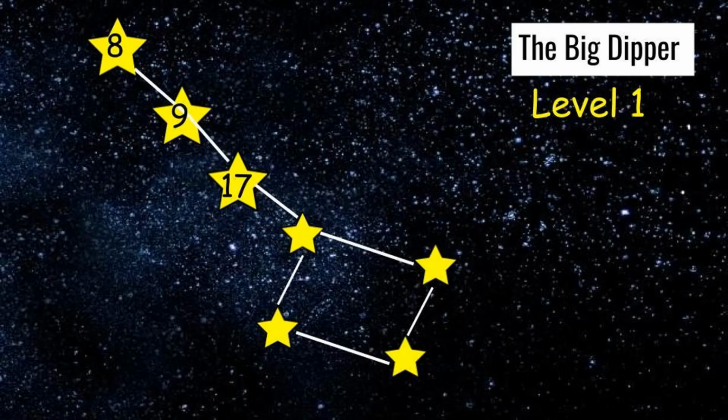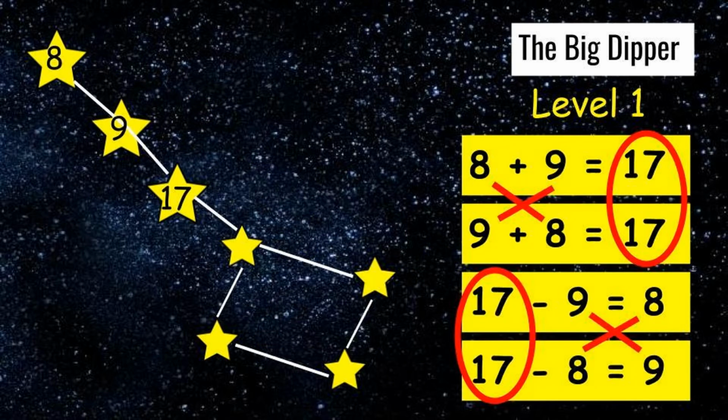Now that we know what fact families are and how to create them, let's search the sky for some more fact family constellations. Wow! Our first fact family can be found on the Big Dipper. It uses the numbers 8, 9, and 17. Since we know all 3 of the numbers that we're going to use, I consider this a level 1 fact family that can easily be created. Pause the video, write down the 2 addition facts and 2 subtraction facts that can be created with the numbers 8, 9, and 17. Then unpause the video to check your answer.